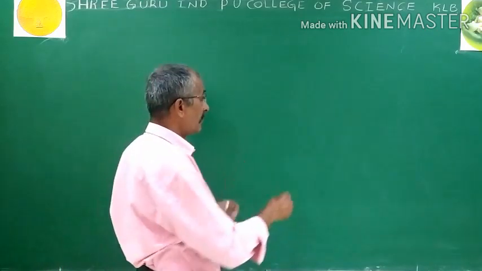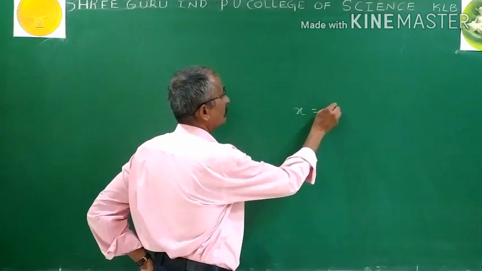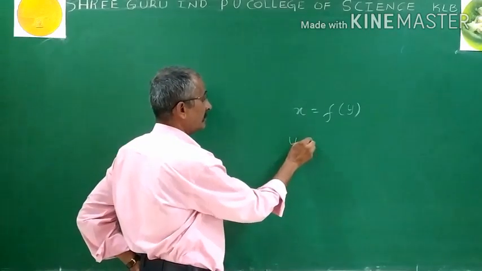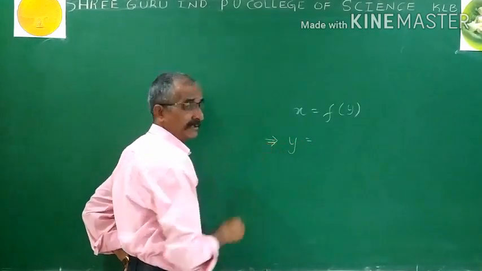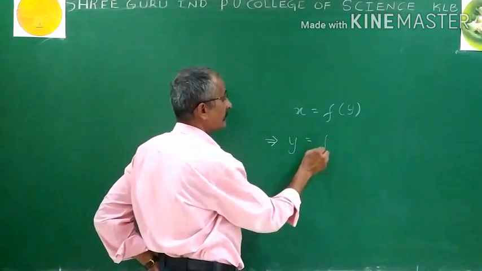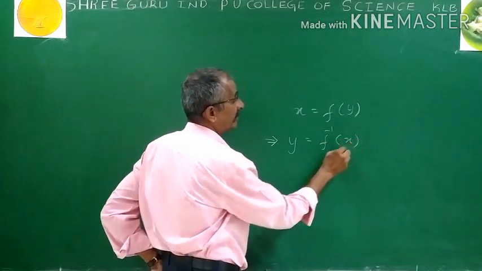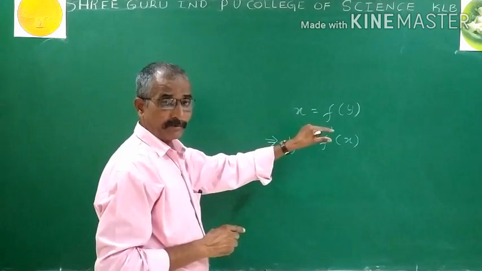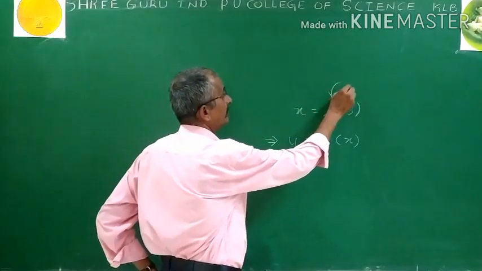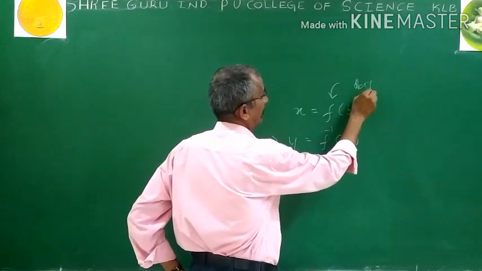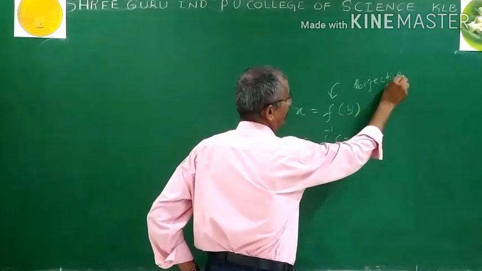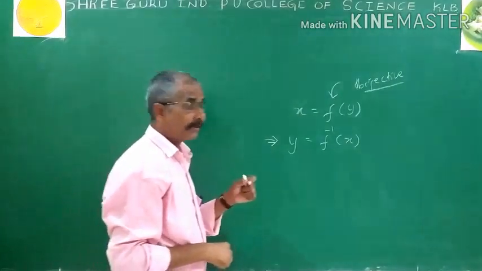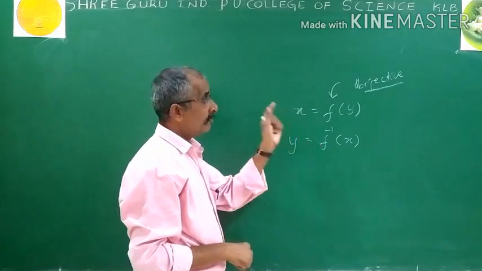So, suppose we have a function x equal to f of y. So from this function, we can write y as f inverse of x. If x is f of y, it implies that y is equal to f inverse of x, but there is a condition. The condition is that to write y as f inverse of x, the function f must be bijective. Unless and until function f is bijective, meaning one-one as well as onto, we are not able to define the function f inverse of x.